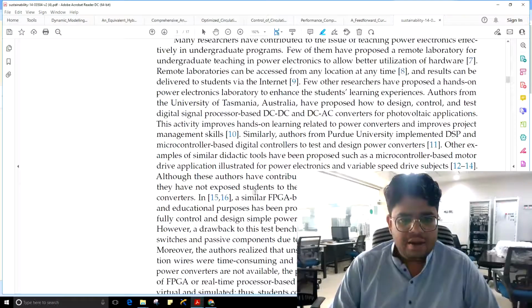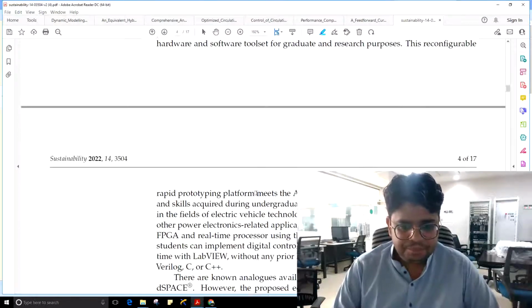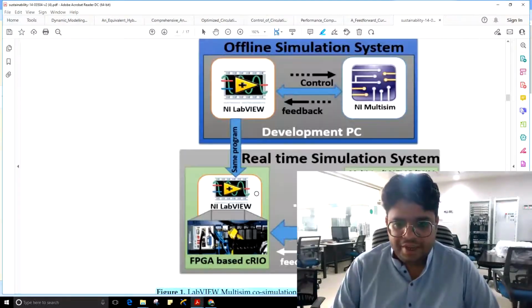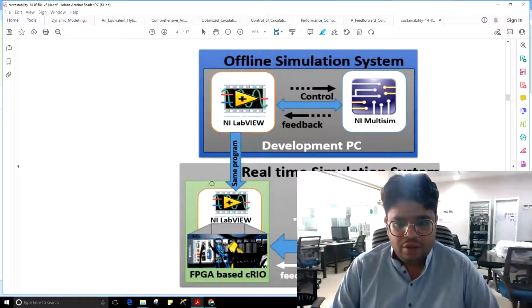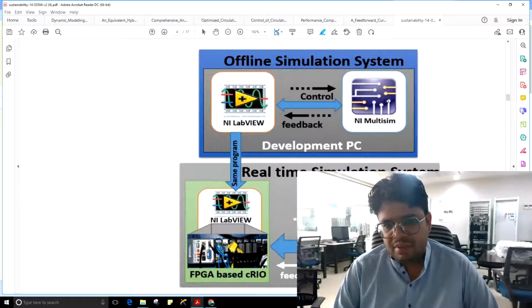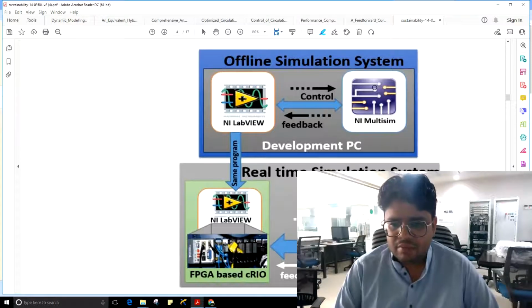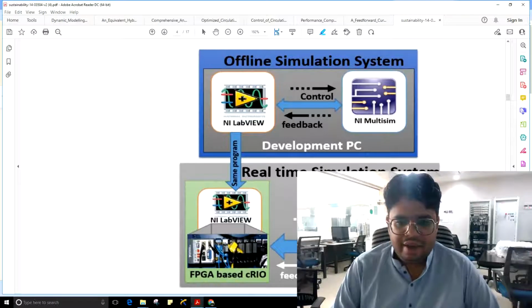Alright, in this, a comparison with previous research is done, and it has been explained how this platform is used. First, students can design their controller in LabVIEW, and they design their converter in Multisim. Say, suppose it is a DC to DC converter, the circuit of the DC to DC converter is designed in Multisim. The controller for the DC to DC converter is designed in LabVIEW. First they test it on their computer.